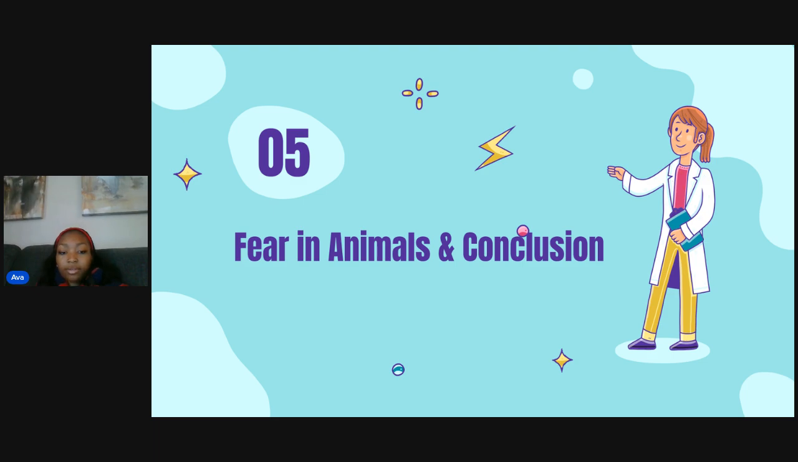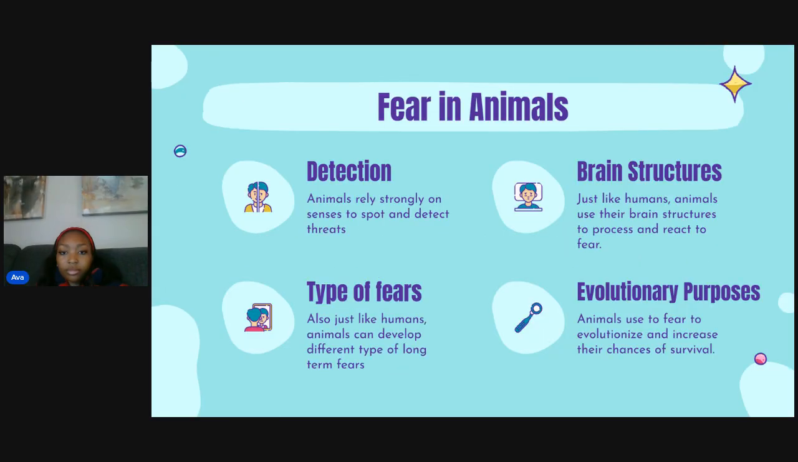Number five, fear in animals and conclusion. Fear in animals. So to start off with, fear in animals is detection. Animals rely strongly on their senses to spot and detect threats. That's probably often using their nose to sniff out certain scents of other animals, or animals that are most likely preying on them, or probably even using certain sight abilities that the animal may have.